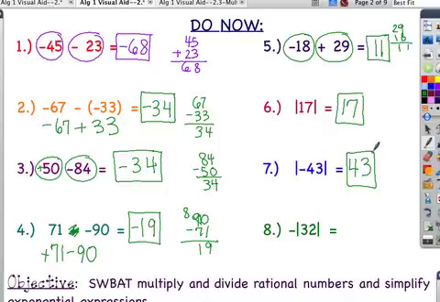And number 8, negative absolute value of 32. We take the absolute value of 32 first, which is 32, and then we take the opposite. So our answer is negative 32.